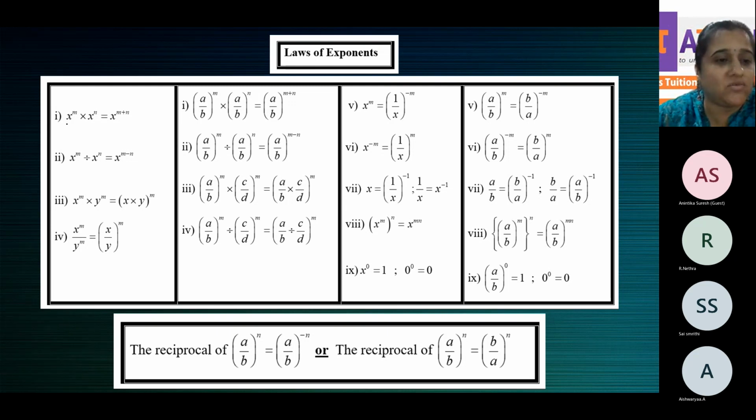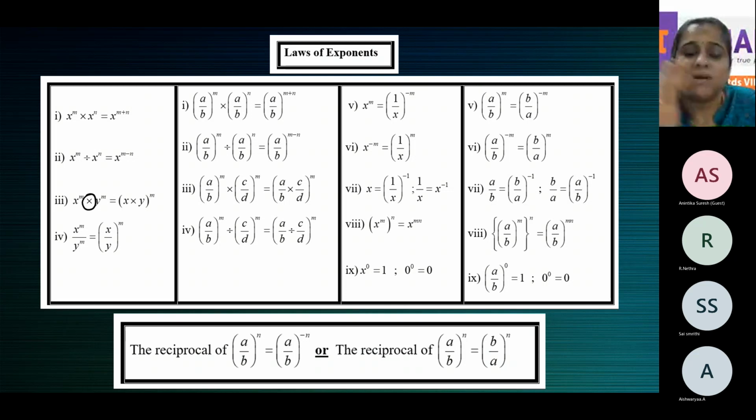See here the bases were the same. Here the bases are different, but the power is the same, m. M is the power. So when bases are different, but the power is the same, and the operation is multiplication. In the laws of exponents, we have only multiplication and division. If it's multiplication, we add the powers. If it's division, we subtract the powers.